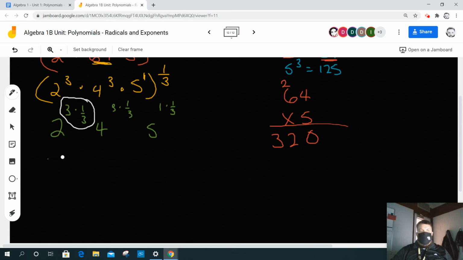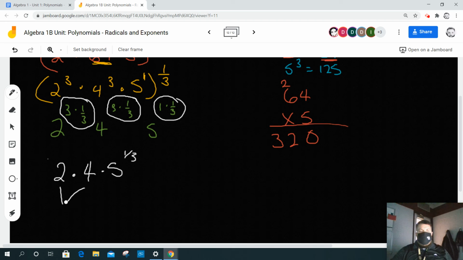3 times 1/3 is just 1, so this is 2 to the 1st power. This equals 1, so 4 to the 1st power is just 4. And then this 1 times 1/3 is just 1/3, so that's times 5 to the 1/3. So what's 2 times 4? 8. And what's 5 to the 1/3? The cube root of 5.